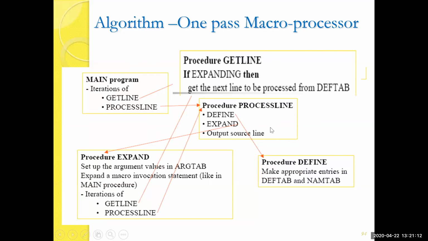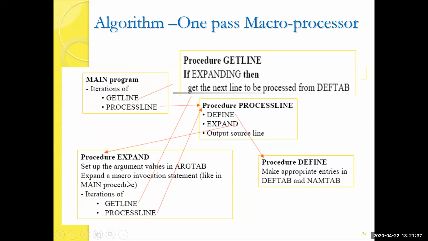The prototype and statements that form the body of the macro, with parameters replaced with positional notation, would be entered into the definition table. The macro name would be entered into the name table with pointers to the beginning and end of the definition in the definition table. The function expand, as mentioned, is used to aid in the macro expansion.